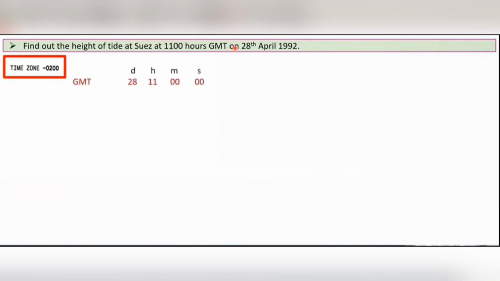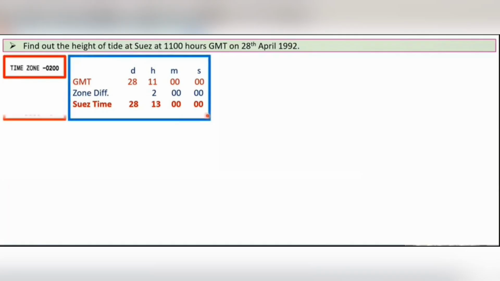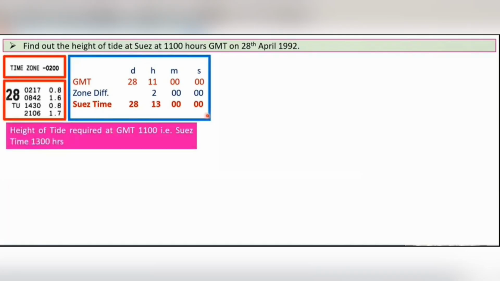So GMT is 28th April, 11 hours. Zone difference is 2 hours. We know Suez is 2 hours ahead of Greenwich. Therefore, when it is GMT 1100 hours, Suez time shall be 1300 hours. So that means we have to calculate the height of tide at 1100 hours GMT, which is the same as Suez time 1300 hours.